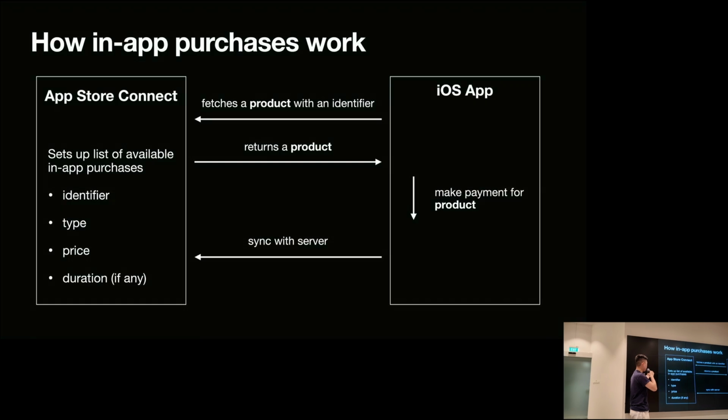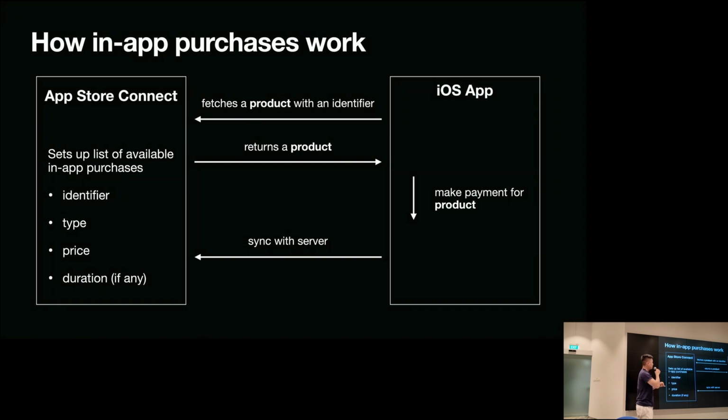And then after we have set them up with the identifier, type, price, and duration if they're subscription-based, the iOS app can just fetch the products with the set identifier in StoreKit. It will return the product, and the iOS app can make a payment, and it will immediately sync with the server.